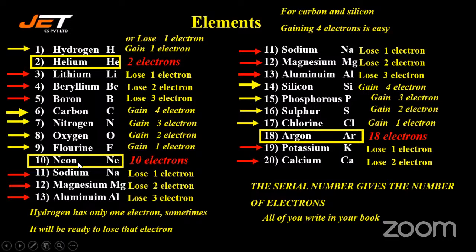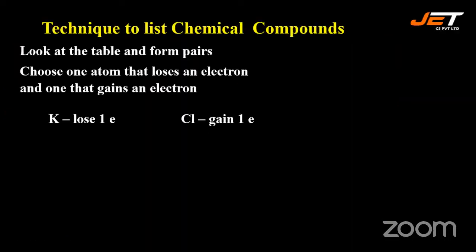Now from this list, find potassium. Can anyone tell me what potassium will do? Potassium will lose or potassium will gain? Potassium actually loses one electron. Chlorine actually gains one electron. See, an ideal match. KCl, HCl.